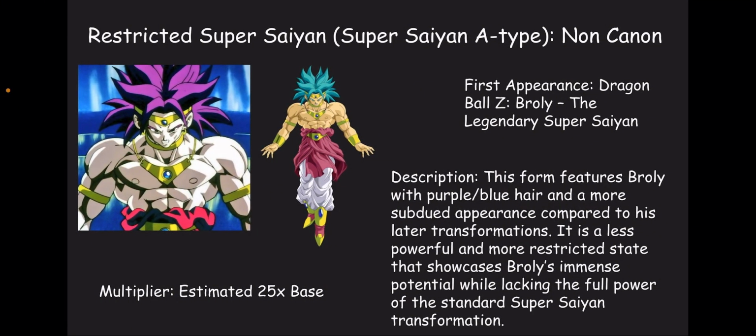We have Restricted Super Saiyan, or Super Saiyan A-type. This is famous from Broly, DBZ Broly, and in the two images, you can either have blue tealish hair or purple hair. I really don't know, it's hard to tell. I put this around the same as the False Super Saiyan transformation at 25 times base because it's restricted, so it makes sense because it restrains his power. It possibly could be around 15 times, but 25 seems good for me. And I know others have changed it, but overall this is what I would put it at.